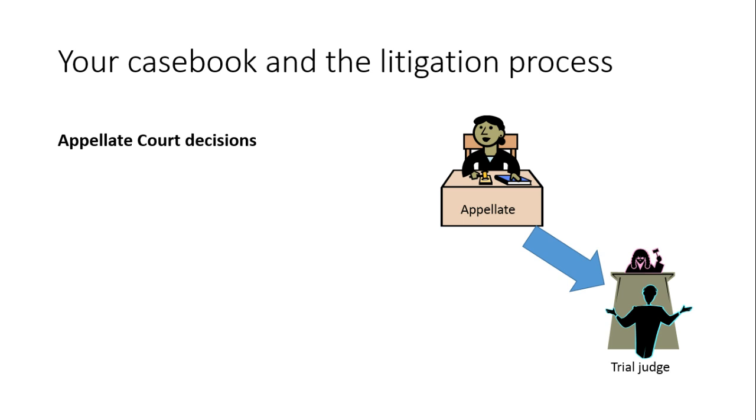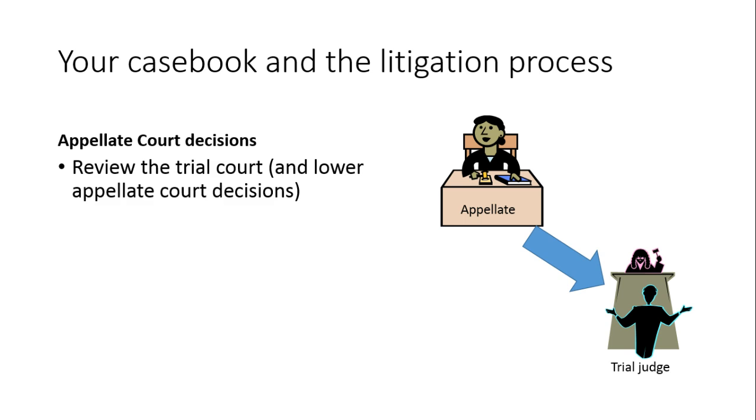One thing you need to understand is that your casebook is comprised of a lot of appellate court decisions, and that's true not only in torts, but in most of your first-year classes. An appellate court decision is really reviewing the trial court and any lower appellate courts beneath the appellate court that you're reading, their decisions in the case.